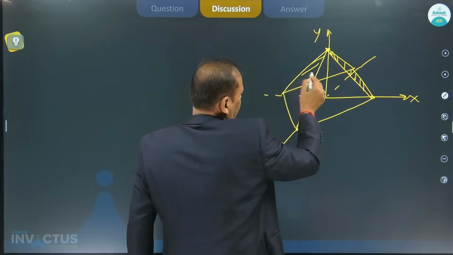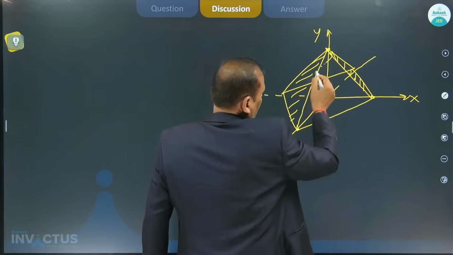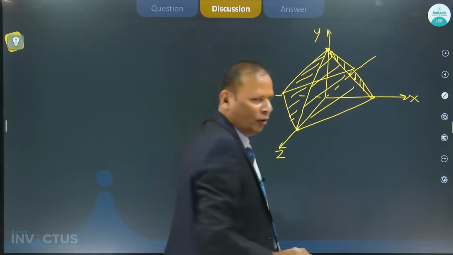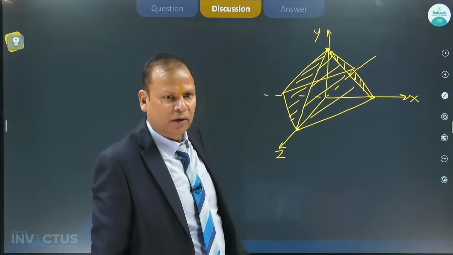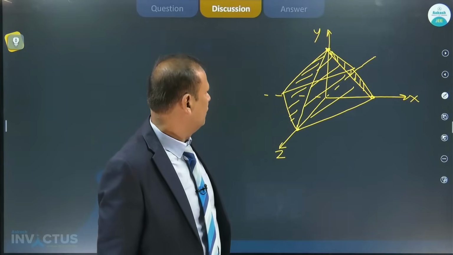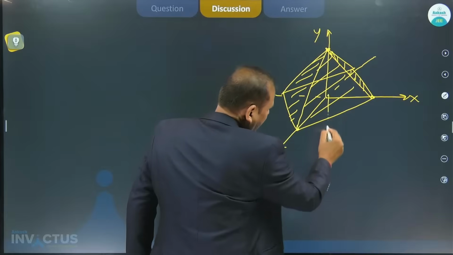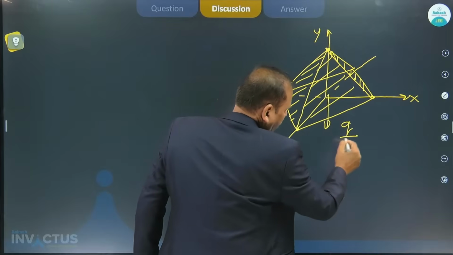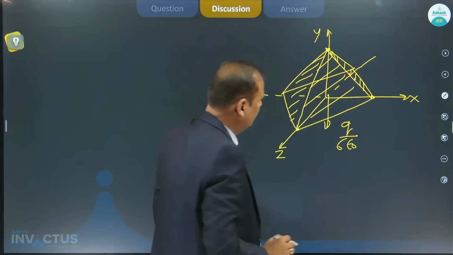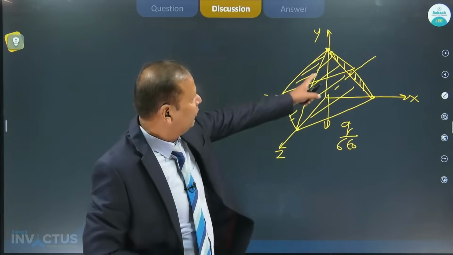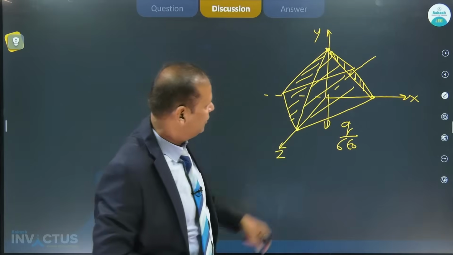Now you can see we have 4 faces of the prism. This is also high symmetry. So downward flux is q by 6 epsilon naught. Remaining flux will be distributed in the 4 surfaces.